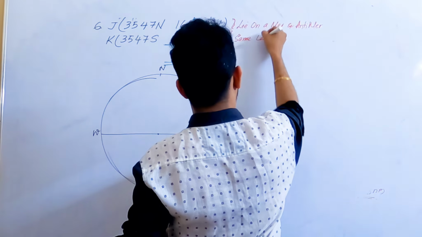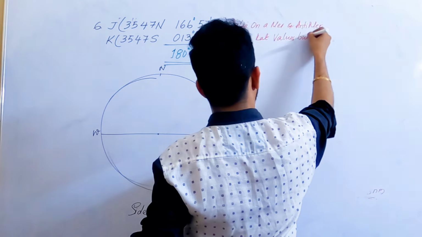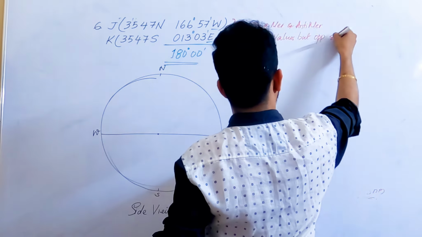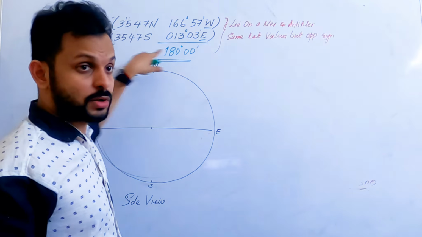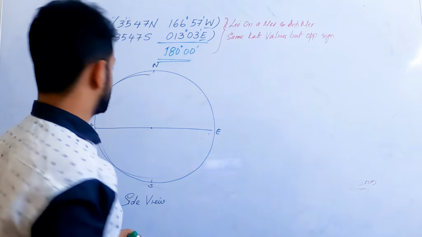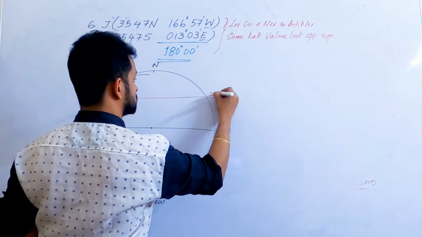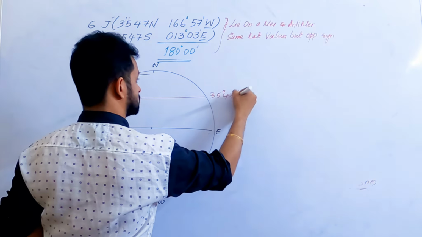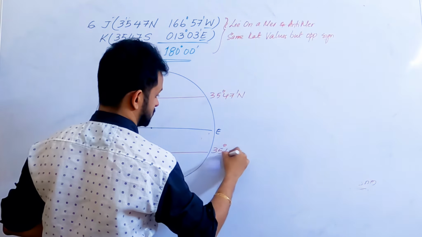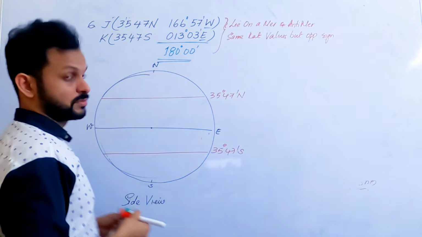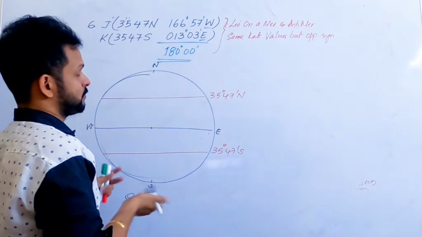We can see here that they have the same latitude values. What about the sign? Opposite sign. Same latitude values, but one is north and one is south, therefore opposite signs. So let's draw those latitudes first. One is 35 degrees 47 minutes north, and the other is 35 degrees 47 minutes south. This is a commonly asked question in the exam, because the answer is very easy if you can identify the type of points given.